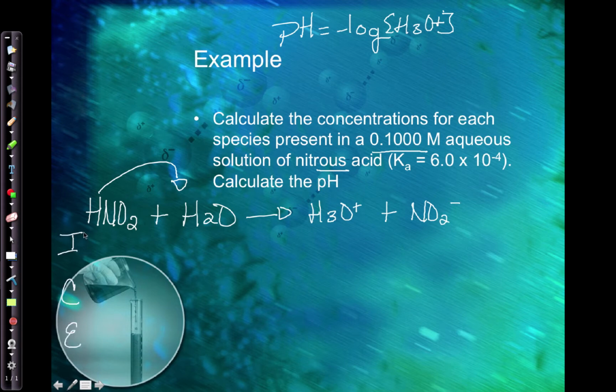So HNO2, you started off with 0.1. It gives you that molarity right there. Water we don't care about. The products are going to be 0. So that means that I'm going to be adding products, and I'm subtracting my reactants.